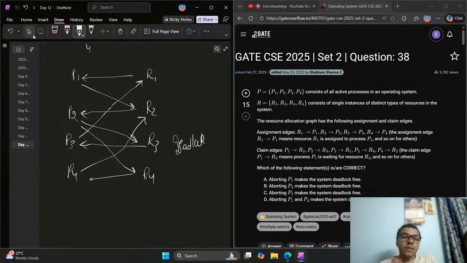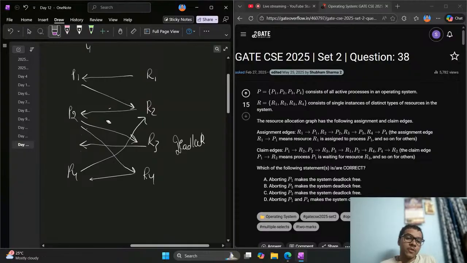P3 to R1, yes sir, this one also. And now let's abort P3. If you abort P3, P3 is requesting for R1, so this will be removed, and this will be removed as well. So now R1 is allocated to P1.